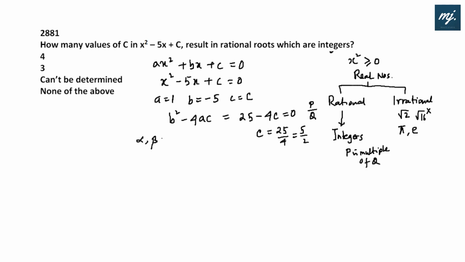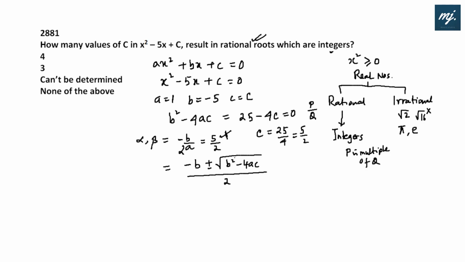In that case, alpha and beta would be equal to minus b by 2a, that is 5 by 2. That is not an integer. So when c is 25 by 4, the roots are not integers. Now alpha and beta will take the shape of minus b plus minus root over b square minus 4ac, by 2a. Instead of 2a, I'm writing 2.